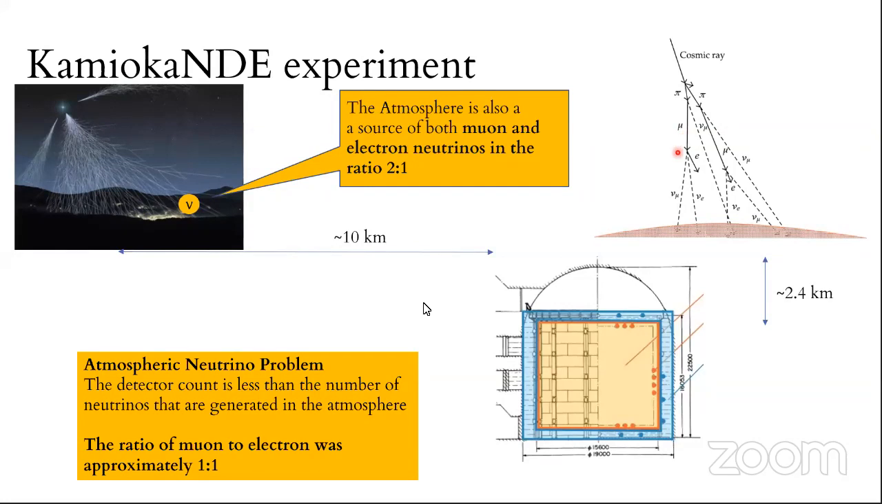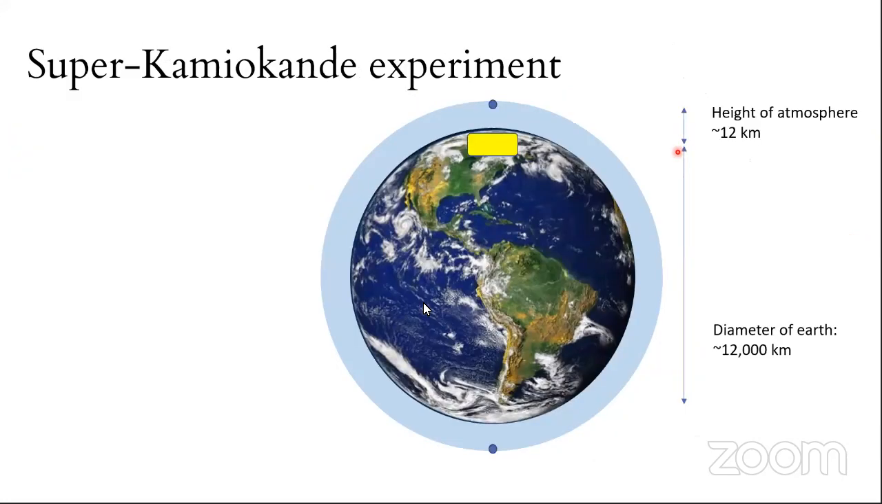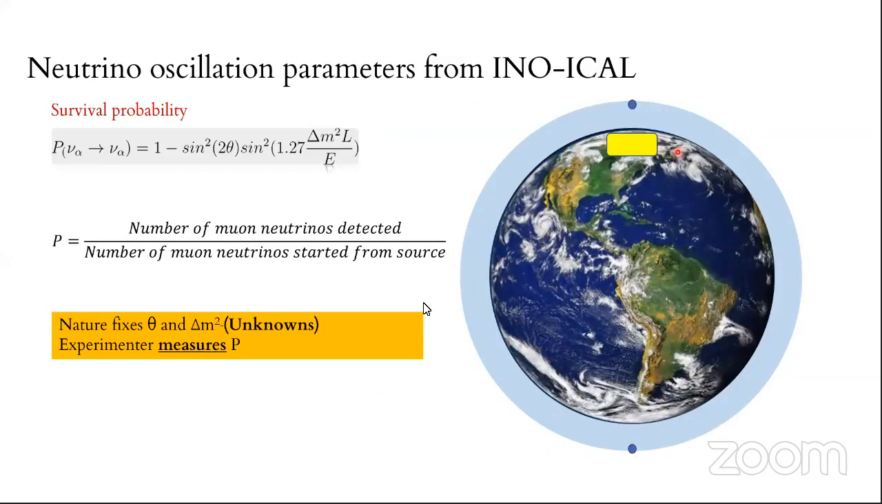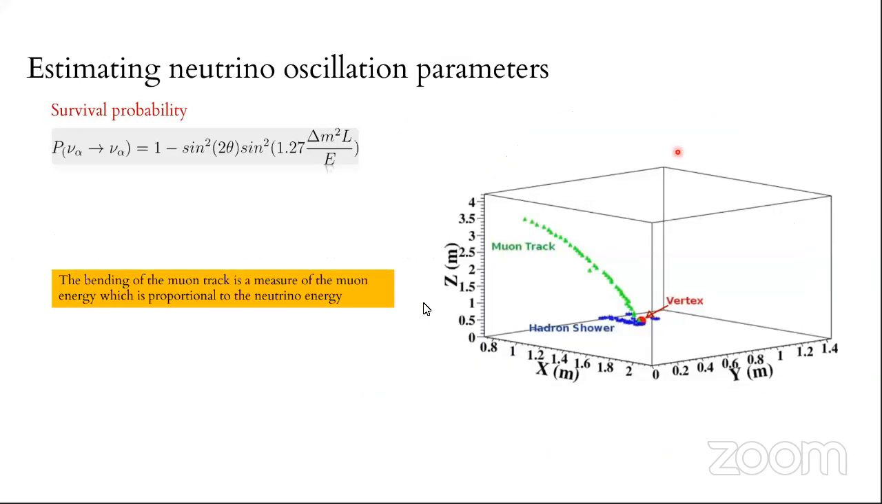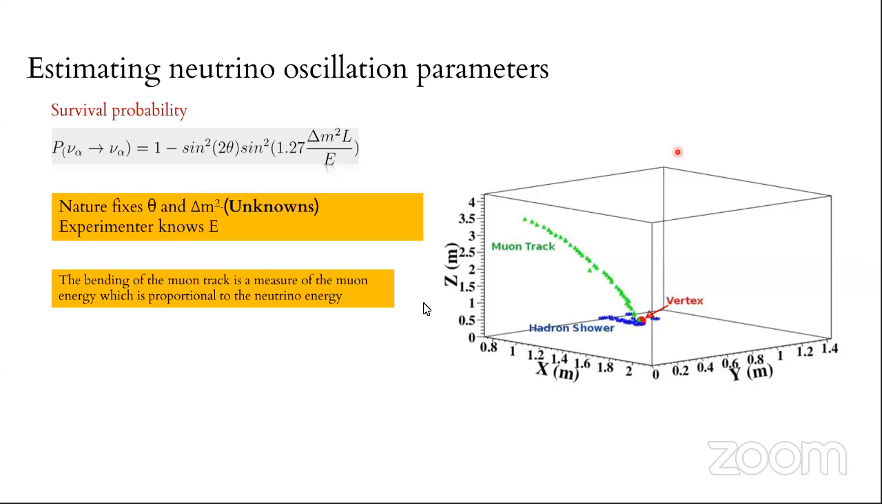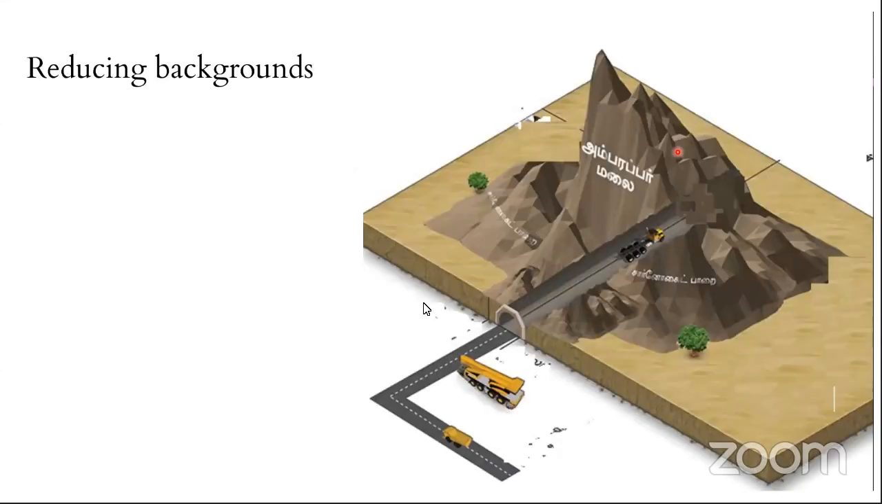So therefore, most of the neutrino experiments, including the INO-ICAL, have to be kept inside a mountain. This is a mountain.